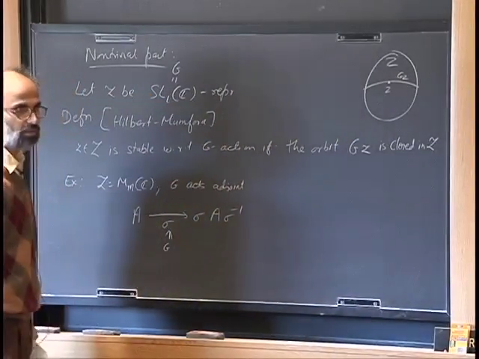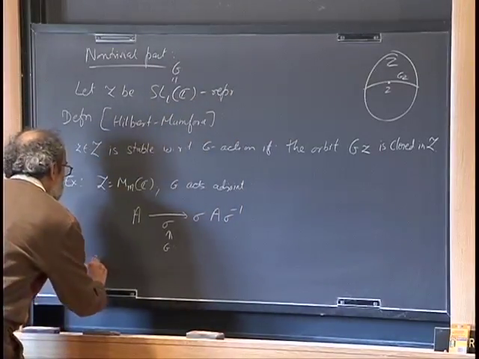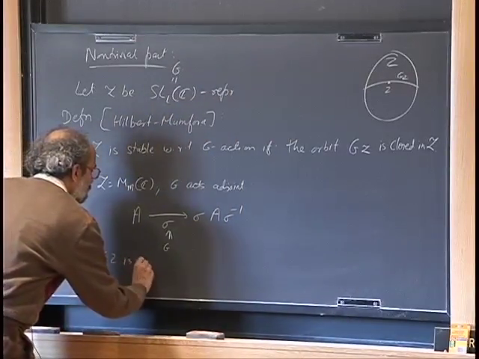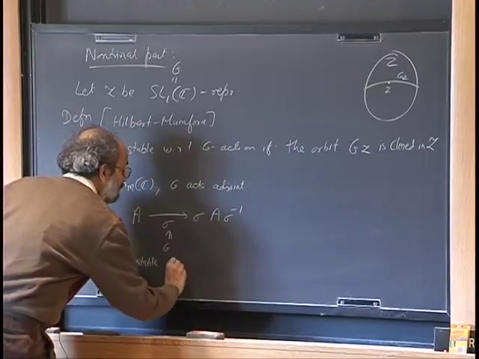Then z belonging to Z is stable if and only if it is diagonalizable.